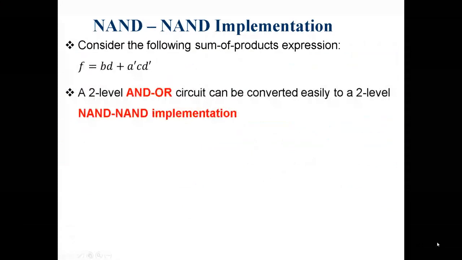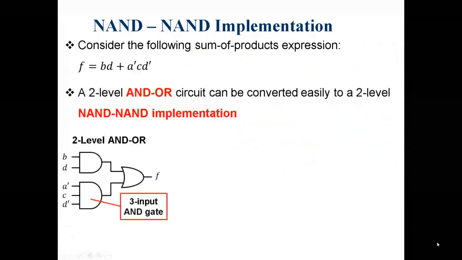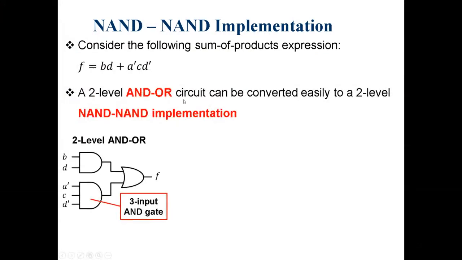Okay, so now we have a two-level AND OR logic. Can you see here? Now this is the function. This is a SOP expression. This is the first AND gate, this is the second. So this is called the AND OR logic. The first level is the AND logic, and the second level is the OR logic.